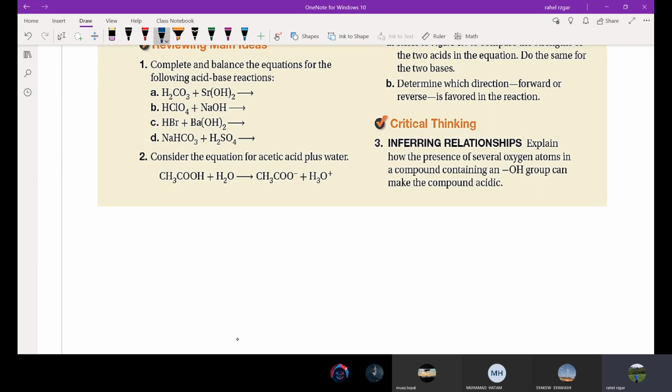Okay, so acetic acid, we know it's a weak acid. H2O is a weak base. Then acetate is a strong conjugate base. Then H3O must be a strong conjugate acid.